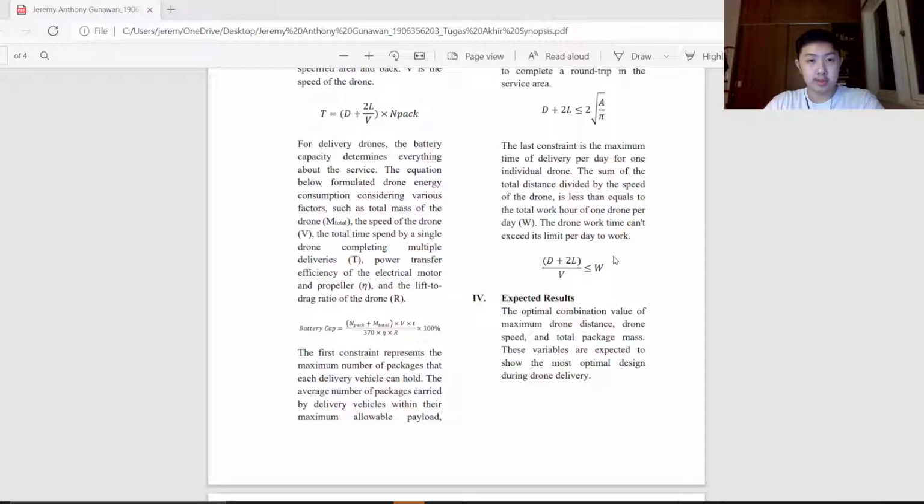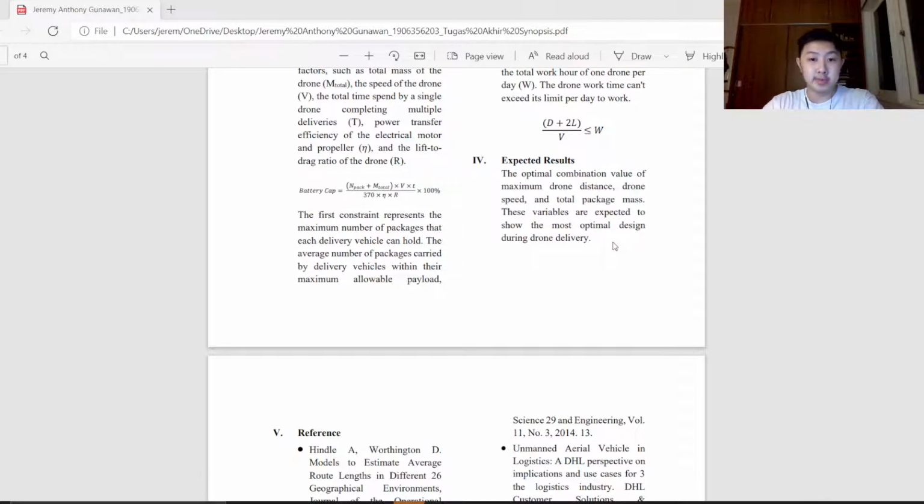Now the expected result is the optimal combination value of maximum drone distance, drone speed, and the total package mass. These variables are expected to show the most optimal design during drone delivery.